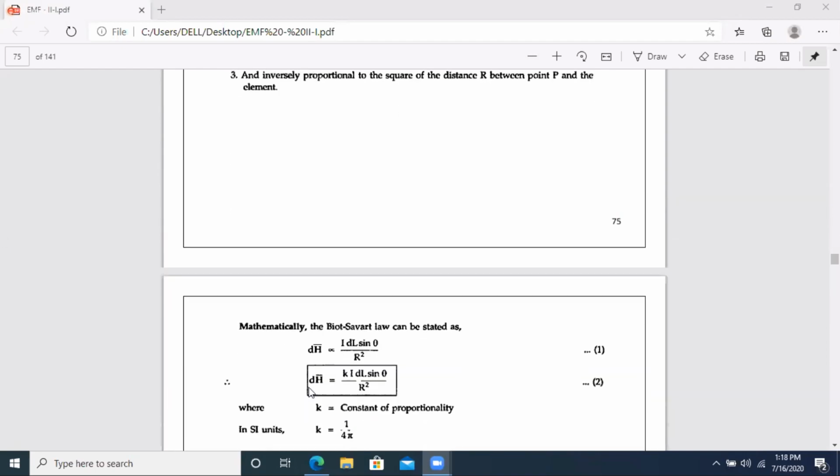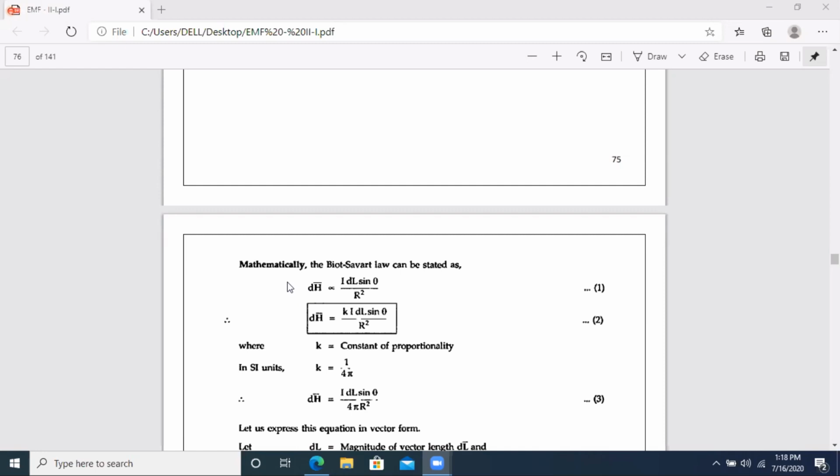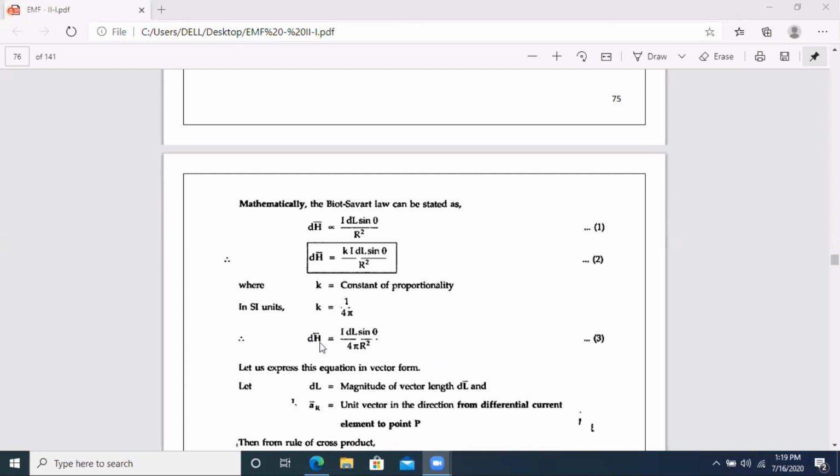So what that means in terms of a formula, mathematically, is dH directly proportional to I dL and sine theta, and inversely proportional to R squared. To get rid of the proportionality, we have a constant of proportionality, k. So we write this equation, dH equals k I dL sine theta over R squared. The constant of proportionality k in SI units is 1 upon 4 pi. So dH equals I dL sine theta upon 4 pi R squared.